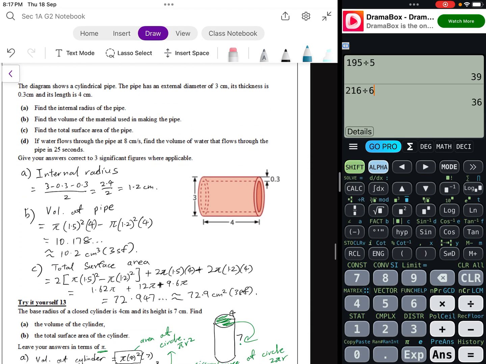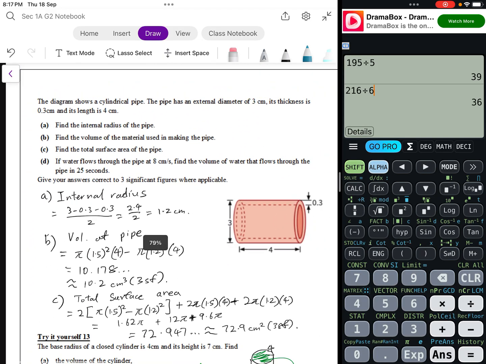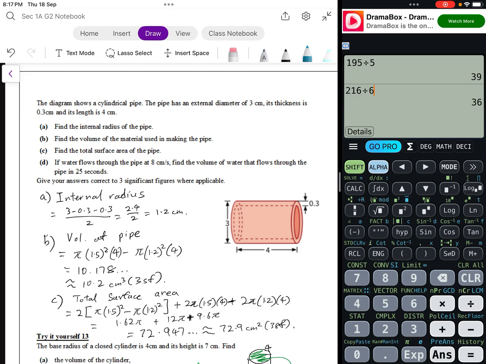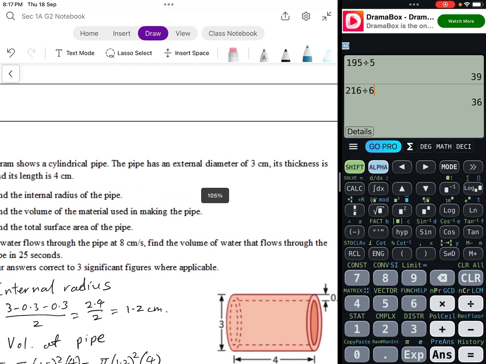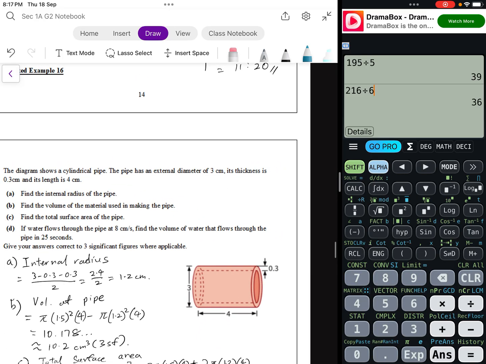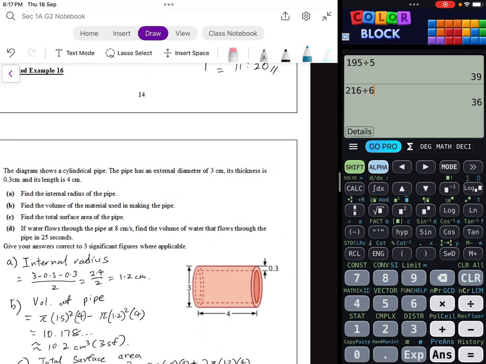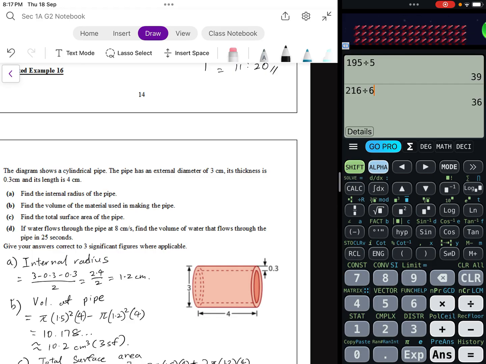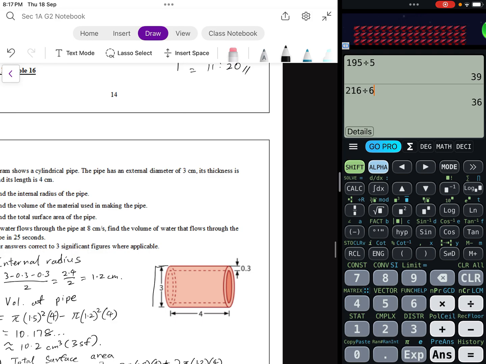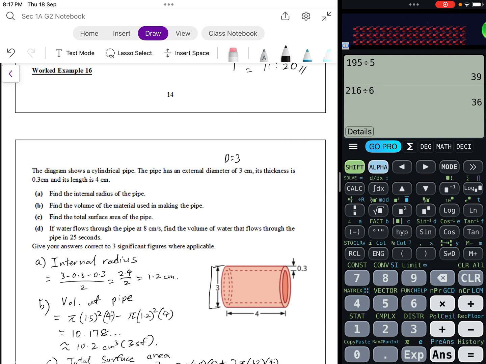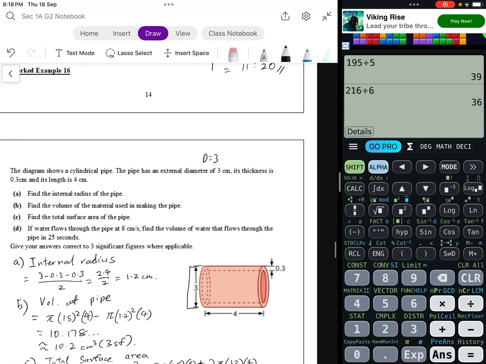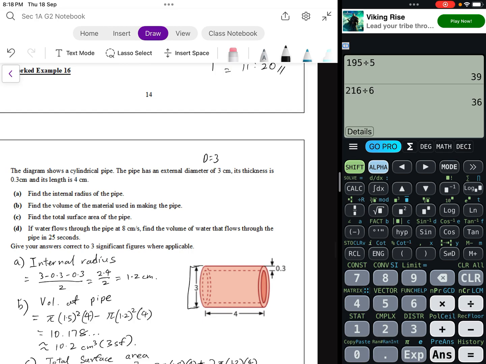Okay, the last one, I will need to use Tinkercad to help. The cylinder shows a cylindrical pipe. Now the pipe has an external diameter of 3 cm. So the external one, which is the longer one, this is the diameter, so d equals 3. The thickness is 0.3 cm and the length is 4. Find the internal radius of the pipe.